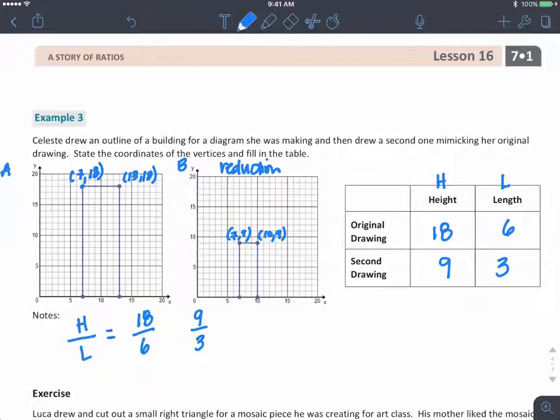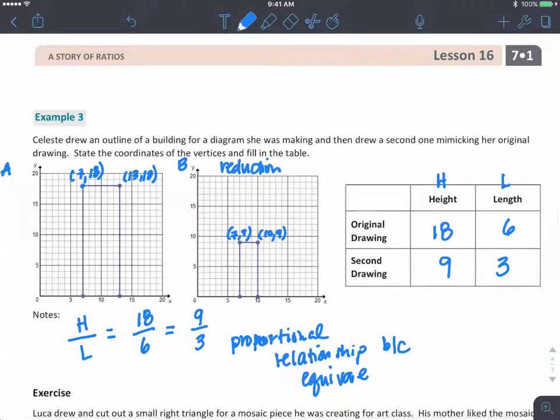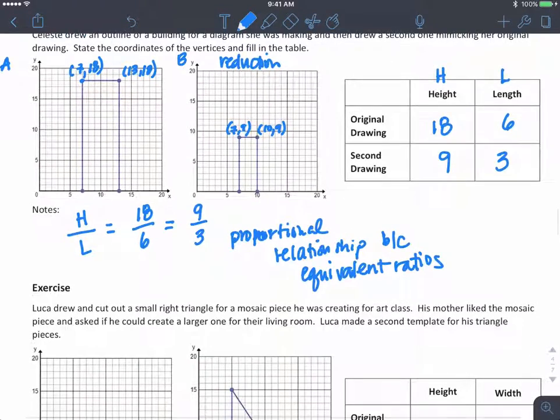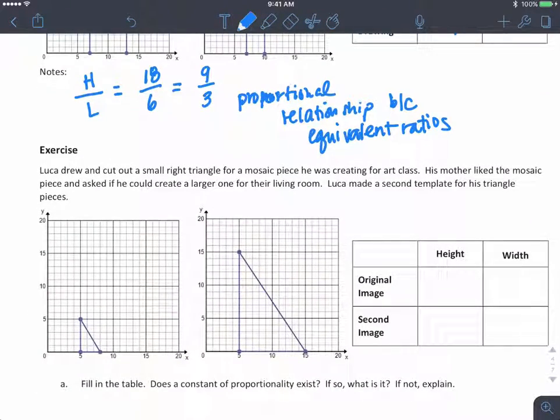What's interesting about that is that these are equivalent ratios. So if we have equivalent ratios, then we know that we have a proportional relationship. Proportional relationship. Because we've been using equivalent ratios to find our missing pieces of information. Okay, so let's explore that a little bit more.